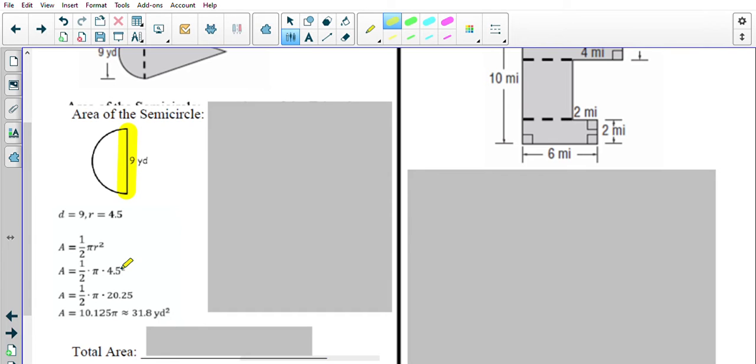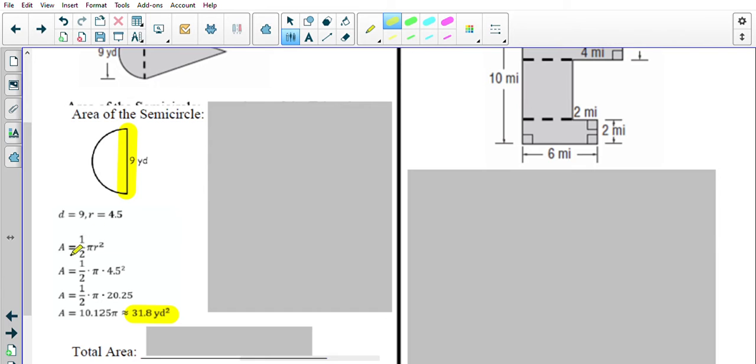Now I'm going to go through the work really quickly. If at any time you feel like you want to pause the video to practice plugging this into your calculator, please feel free to do so. 4.5 to the second power is 20.25. Take half times pi times 20.25 to get 10.125 pi, which is about 31.8 yards squared. Again, that's for just our semicircle.